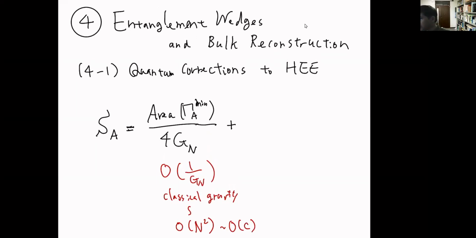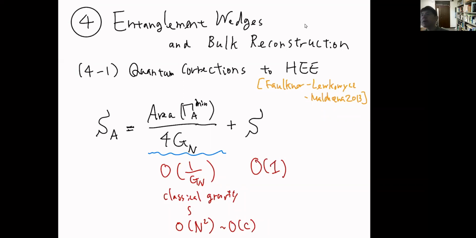This was worked out by Faulkner, Lewkowycz, and Maldacena in 2013. What we find is a simple formula. This first term comes from the gravitational degrees of freedom, obviously classical gravity. But there are some actual quantum corrections because we are talking about order 1 corrections. And that is simply given by bulk entanglement.